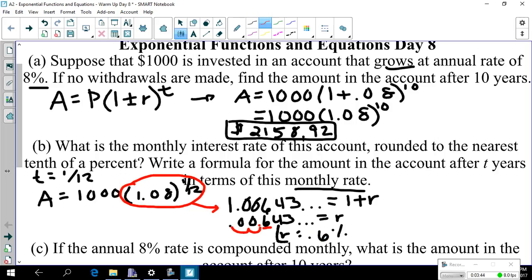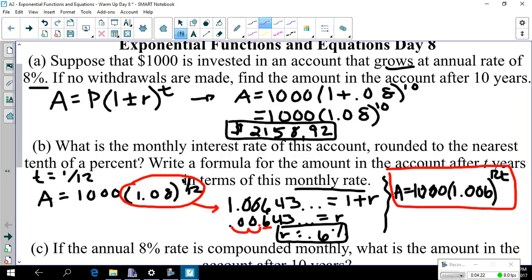That's the monthly rate. So now if I want a formula in terms of the monthly rate, it would be A equals, still the same initial, 1,000, times 1.006, 0.6% being the monthly rate. Instead of just raised to the T, that's a monthly rate, and T is in years, so it'd have to be 12T. So if I put 1 year in here, it'd be 12 of these monthly rates. If I put 2 years, it'd be 24 of these monthly rates. So that's my answer.